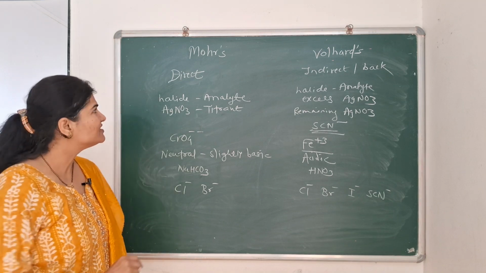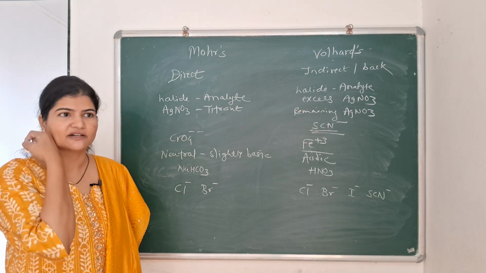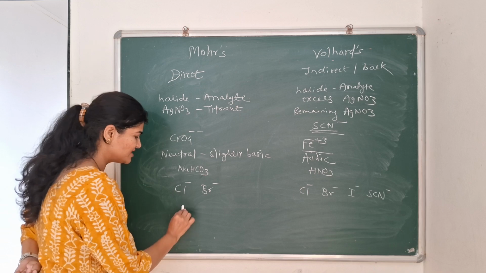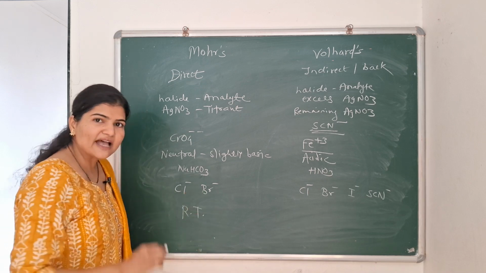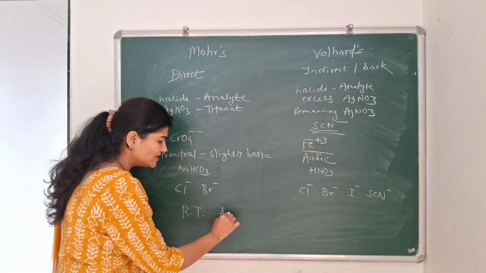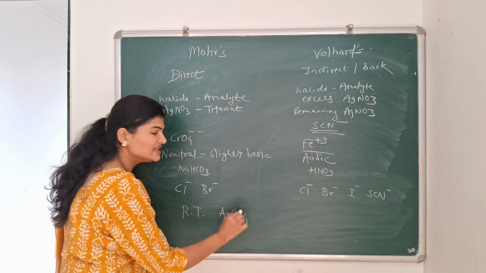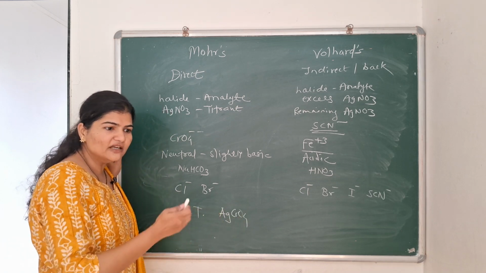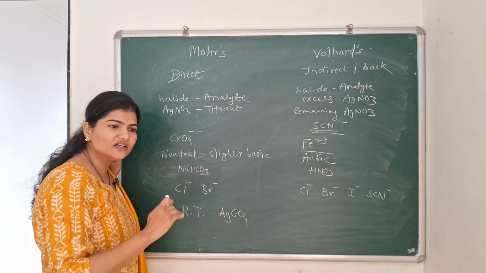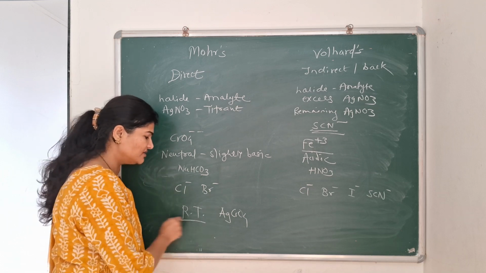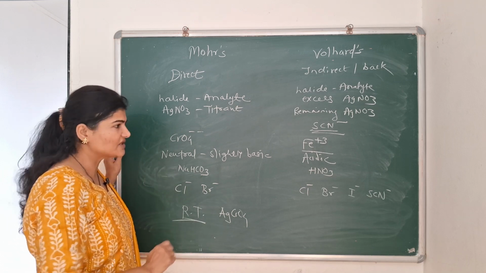The next point of difference is, in Mohr's method, the titration has to be carried out at room temperature, because as we increase the temperature, the solubility of silver chromate increases, and if it is a precipitate, it is supposed to be less soluble, but if the solubility increases, it might lead to titration error. So the reaction is carried out at room temperature.